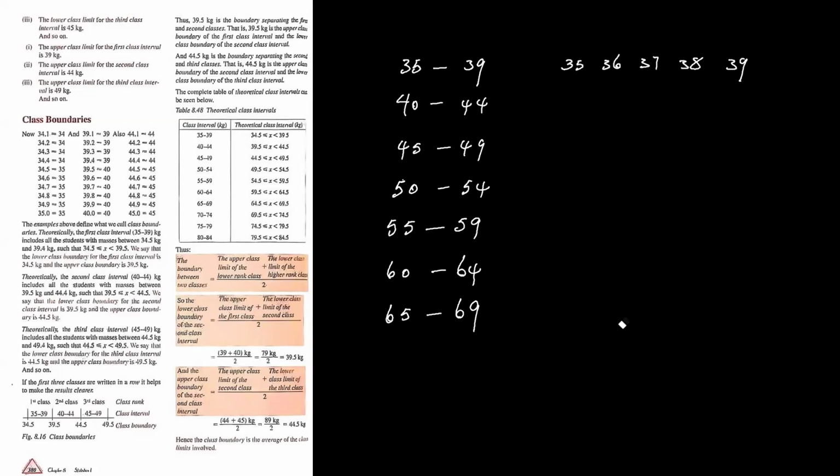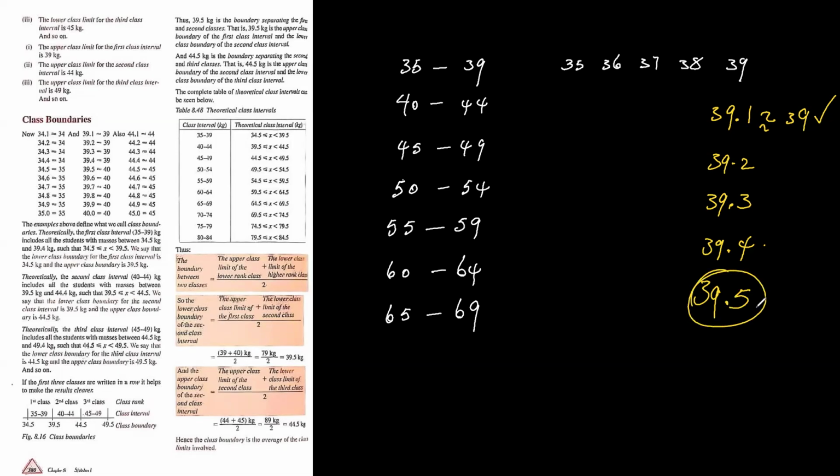So let's look. We look at the lower boundary. Let's look at the upper boundary. 39.1. Is that still 39? Yes, sir. Or 39.2? Still 39. 39.3, yes. 39.4, still 39. Now 39.5 is not 39, but we call it the upper boundary, but we do not include it.